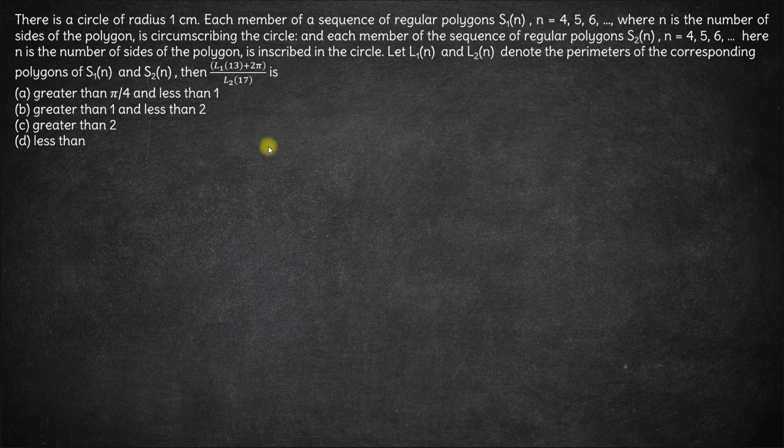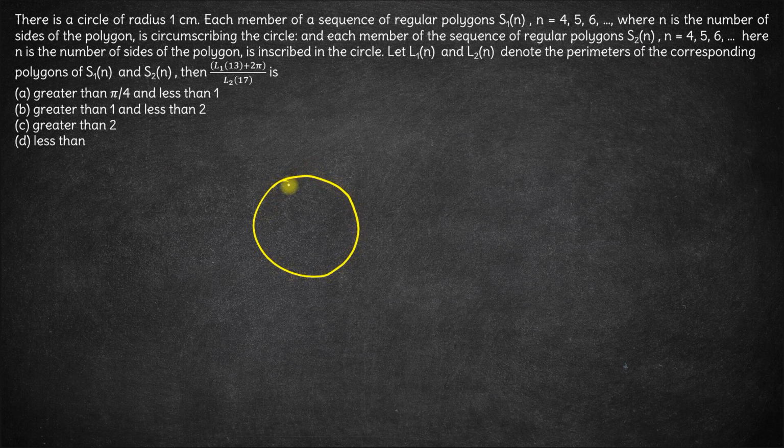Hi. Now at first glance this question may look very difficult, but if you understand the question properly, it's not so difficult actually. You don't have to do any calculation here. There is a circle of radius 1. So let's draw a circle. So this is the circle.